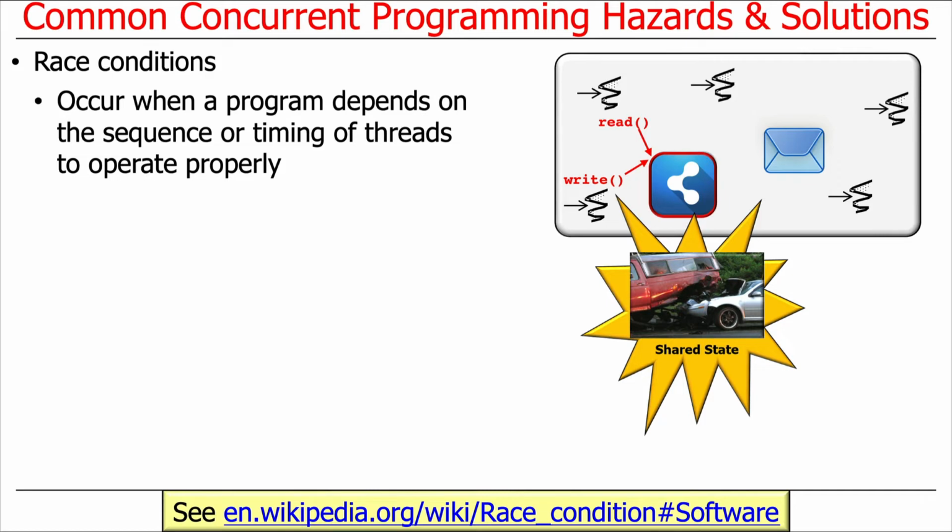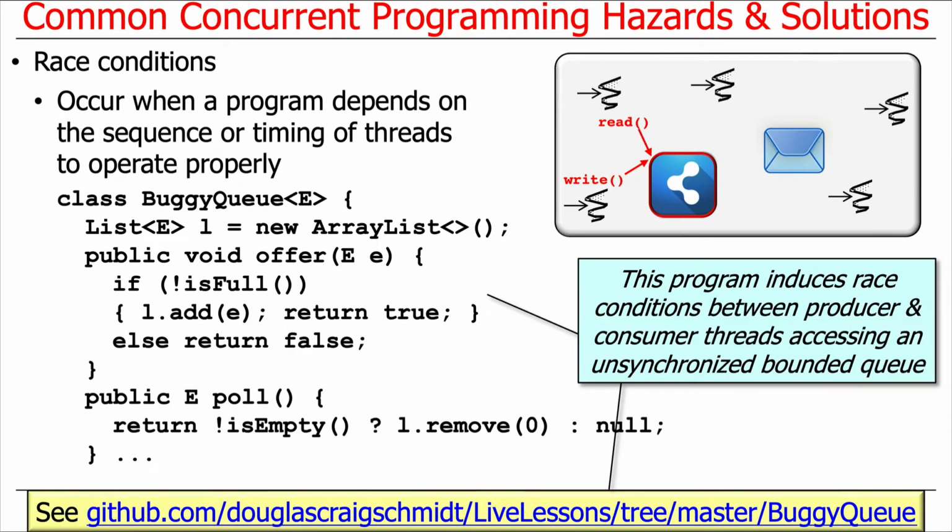So let's take a look at a simple example. This is something called Buggy Queue. You can go look at this program here if you want to see how to make your program be buggy, but I will just give you a quick synopsis. The Buggy Queue has race conditions between producer and consumer threads that are trying to coordinate their interactions through an unsynchronized bounded queue. The keyword is unsynchronized. That's bad in this case.